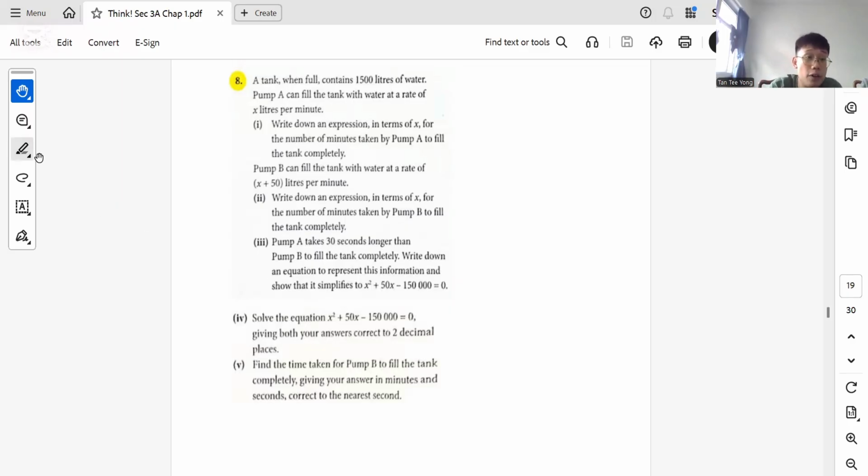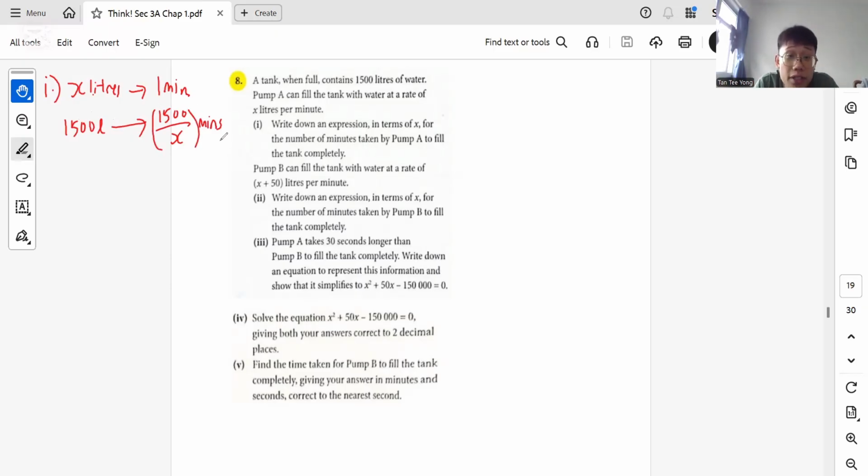Okay. So for part one, they want pump A to fill. So that means 1 minute, x liters, right? So they want the amount of time. So that means 1,500 liters, you need how many minutes? So 1,500 over x minutes. Okay, so the answer is 1,500 over x minutes.